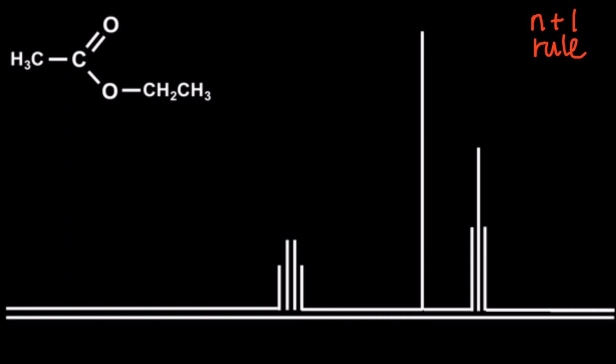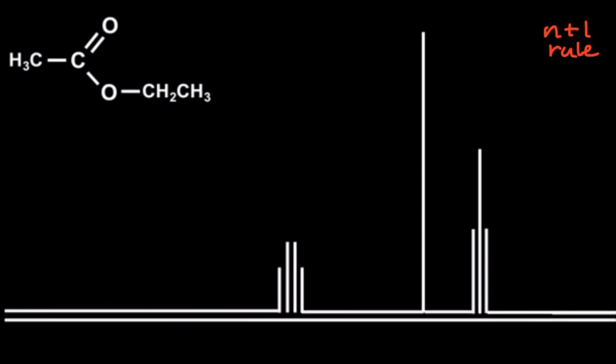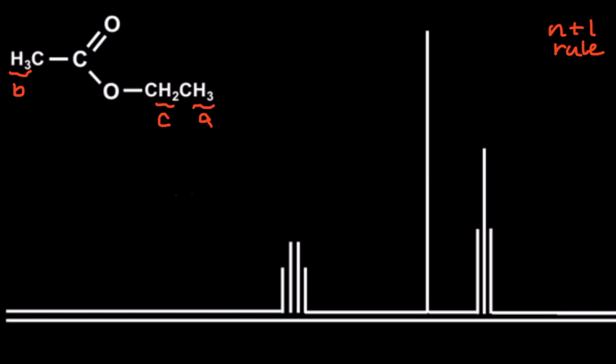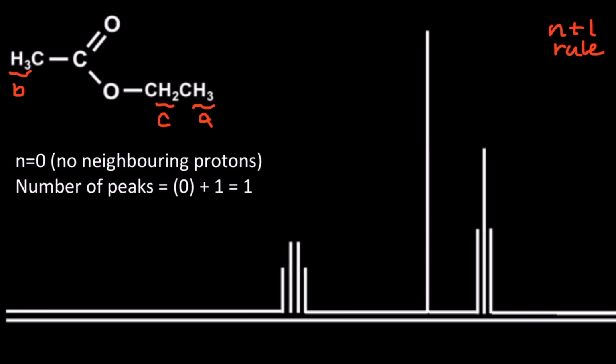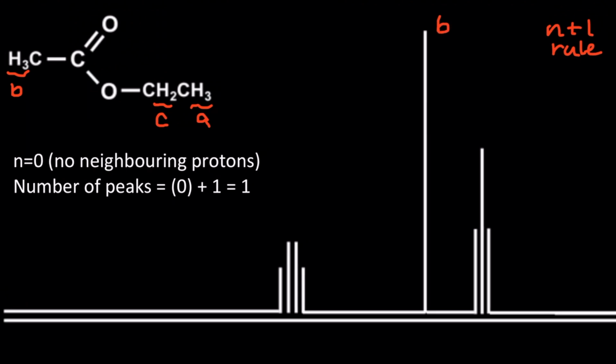Let us take a look at the proton NMR of ethyl acetate. We will first identify the protons that have different chemical environments. For ethyl acetate, there are 3 different environments, and we label them A, B, C as seen here. For example, for Hb, the number of neighboring protons is 0. Hence, according to the n+1 rule, this results in a singlet in the proton NMR spectrum for Hb.